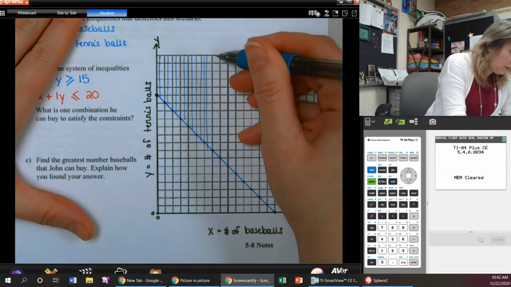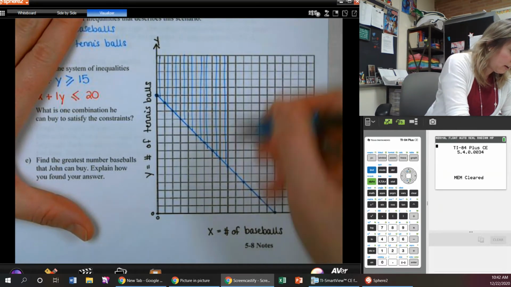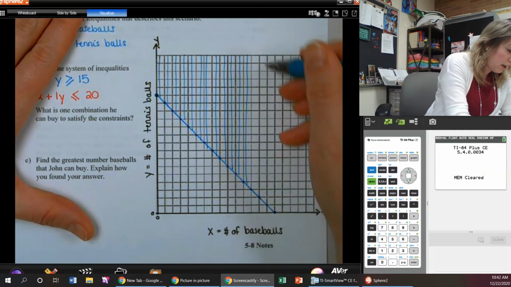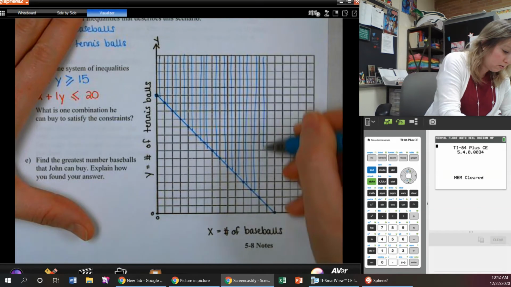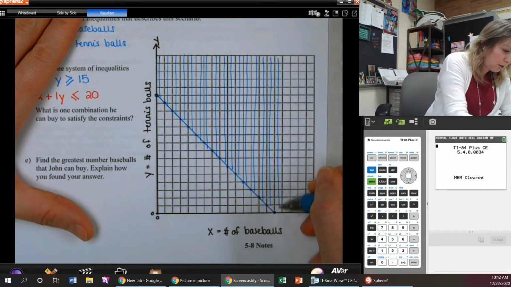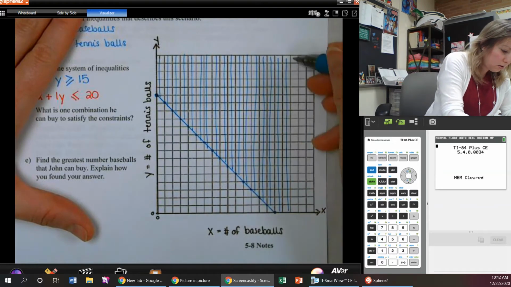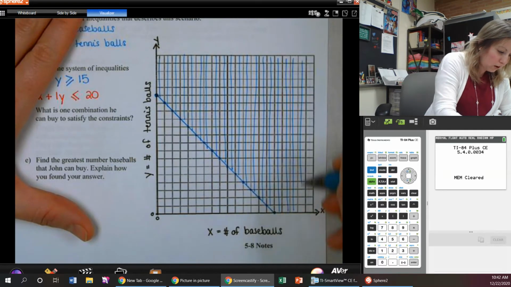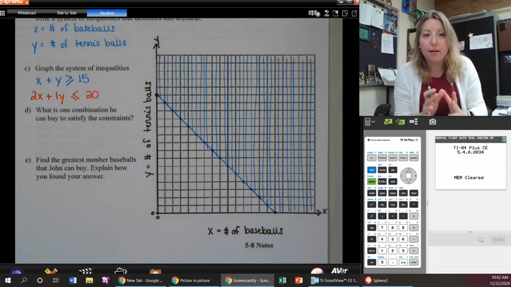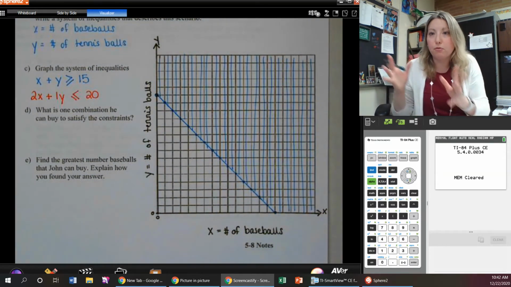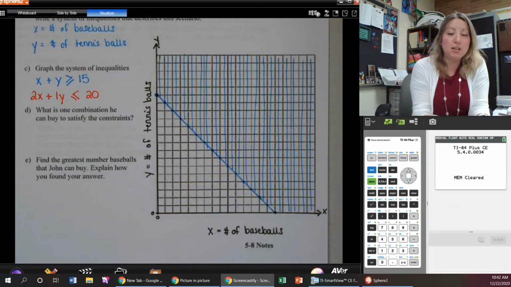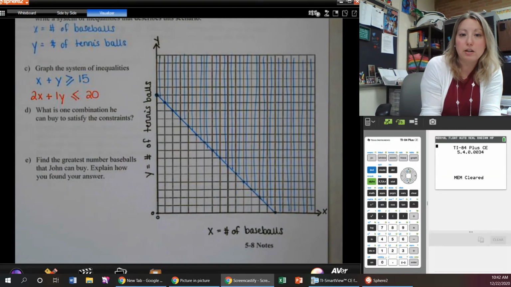Now, if we're on the line for this one, because it's a solid line, because there was an equal to, that would also be an acceptable answer. Okay. So it's part of the solution set. But all that blue area, that's all the different x and y points that have 15 or more baseballs and tennis balls.